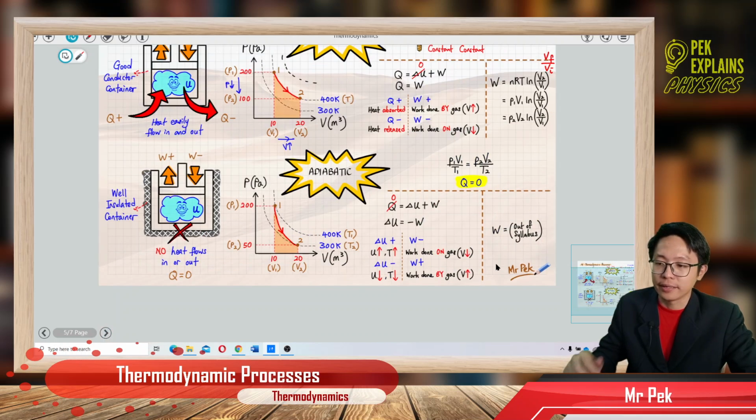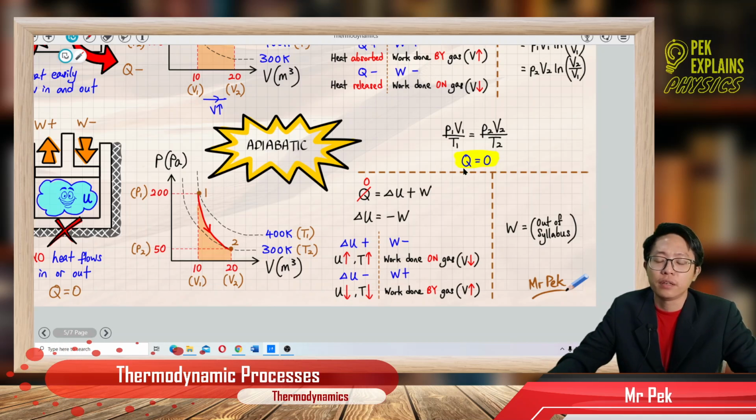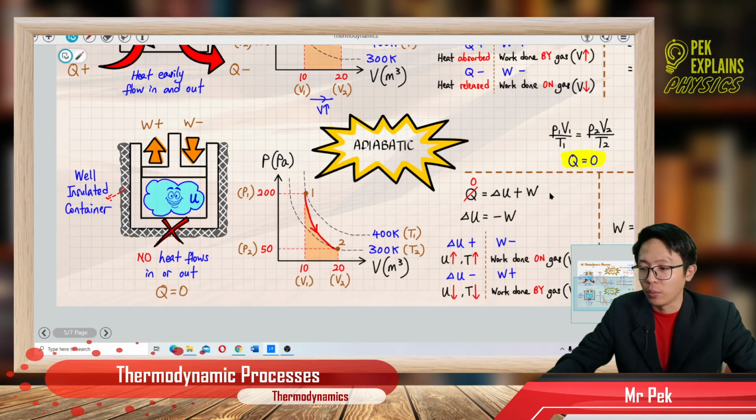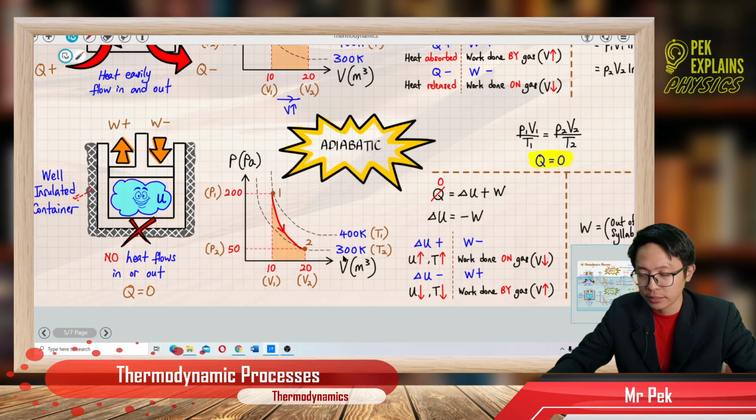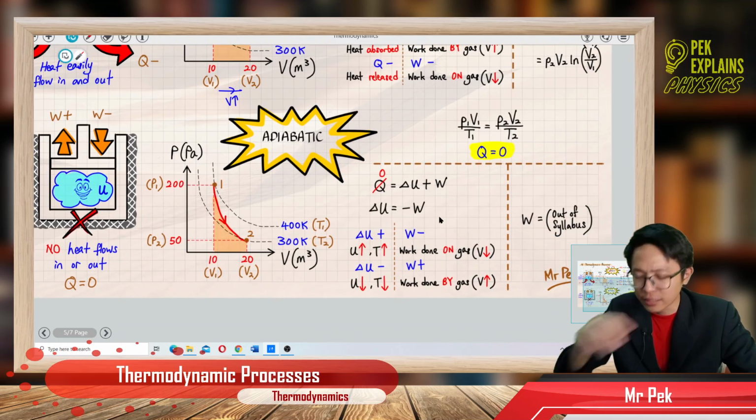Okay. Now let us look at the adiabatic process, where the heat flow is 0. Why is the heat flow 0? Because it is using a well insulated container, so heat cannot flow in or out at all. Now let us look at the first law of thermodynamics.